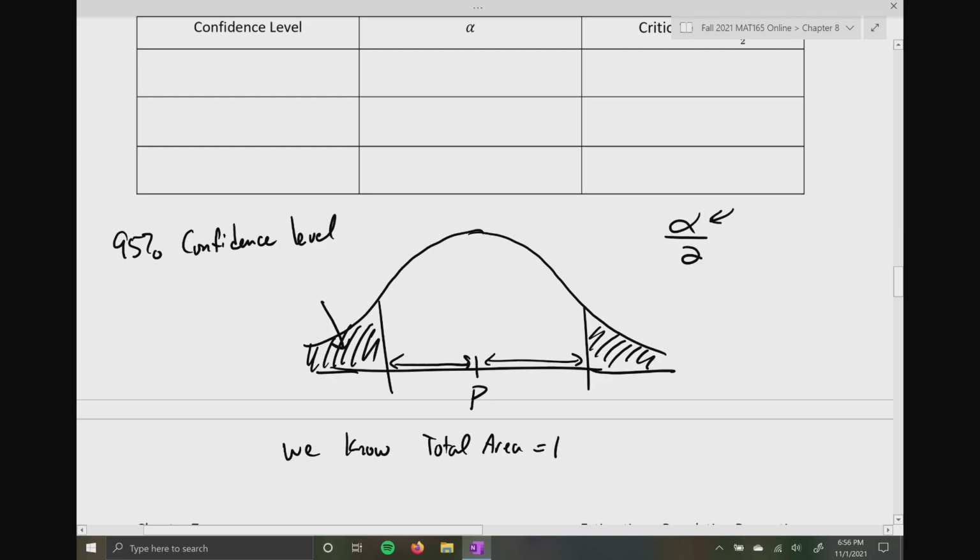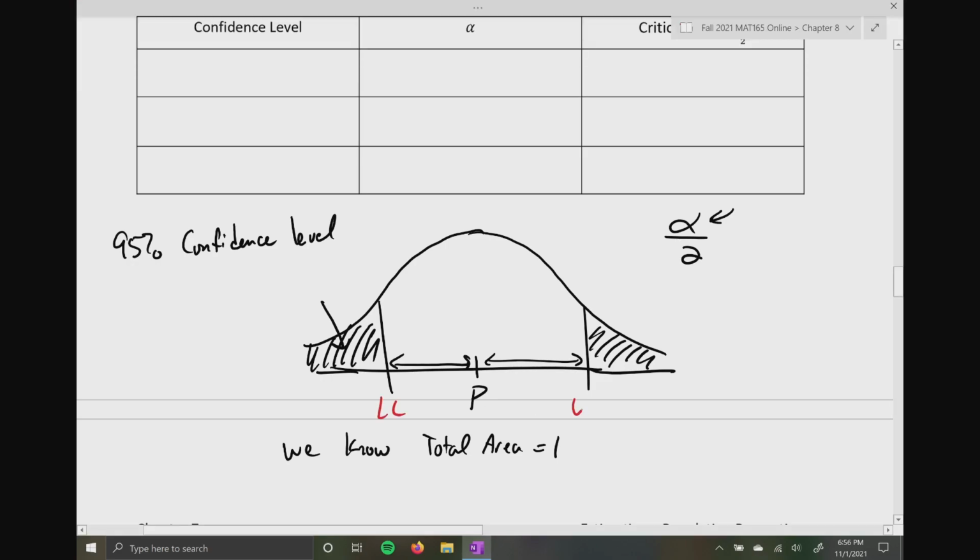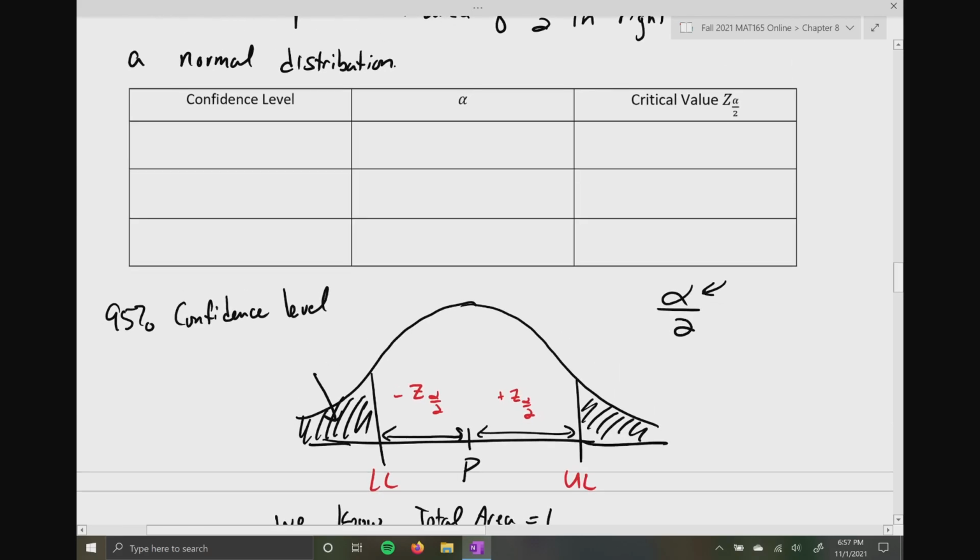In other words, this alpha is going to get rid of the area that I don't want. I want 95% of all my possible population parameters to fall in between these two numbers, which we call the lower limit and the upper limit. So this is our negative z alpha over 2 value, and this is going to be our positive z alpha over 2 value. It's because the mean of a standard normal distribution is 0. Then to the left are going to be negative values, and to the right are going to be positive values.